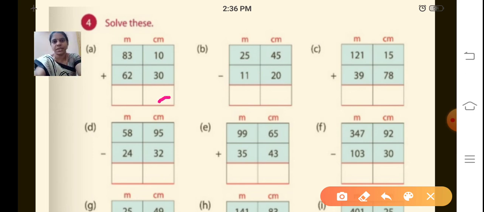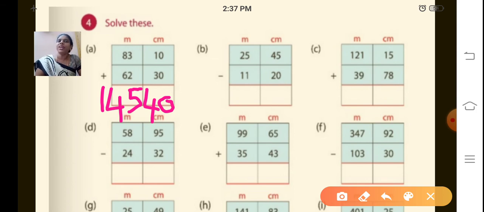First let's add the centimeters. So 0 plus 0 is 0. 1 plus 3. After 1, 2, 3, 4. So write down 4 here. Next, let's move on to the meters part. So 3 plus 2. After 3, 4, 5. Then 8 plus 6. 8 in the mind, 6 in the fingers. After 8, 9, 10, 11, 12, 13, 14. So what is the answer? 145 meter 40 centimeter. Normal addition.